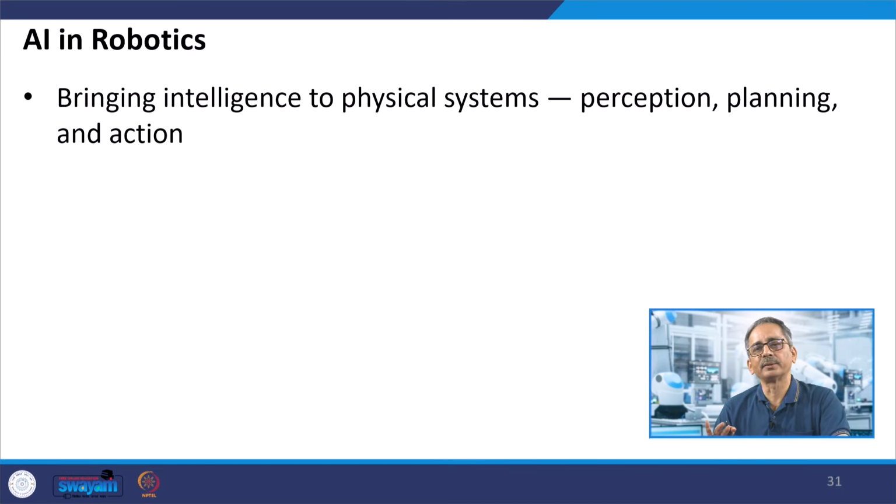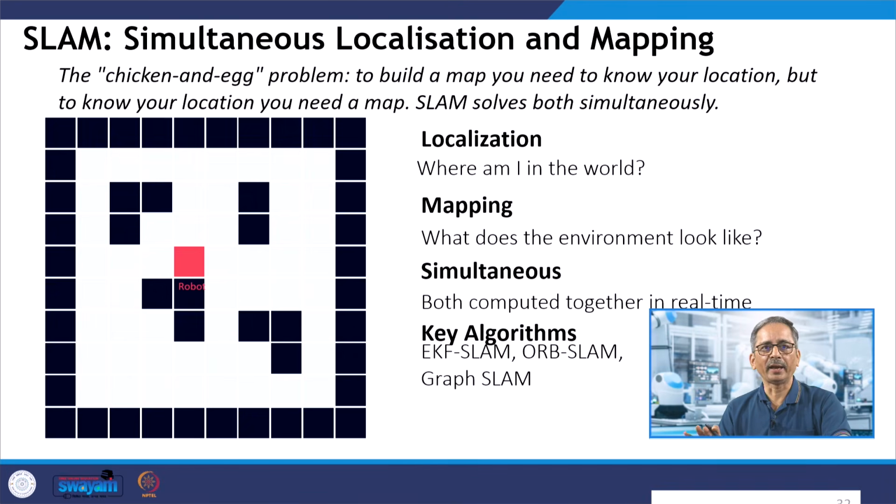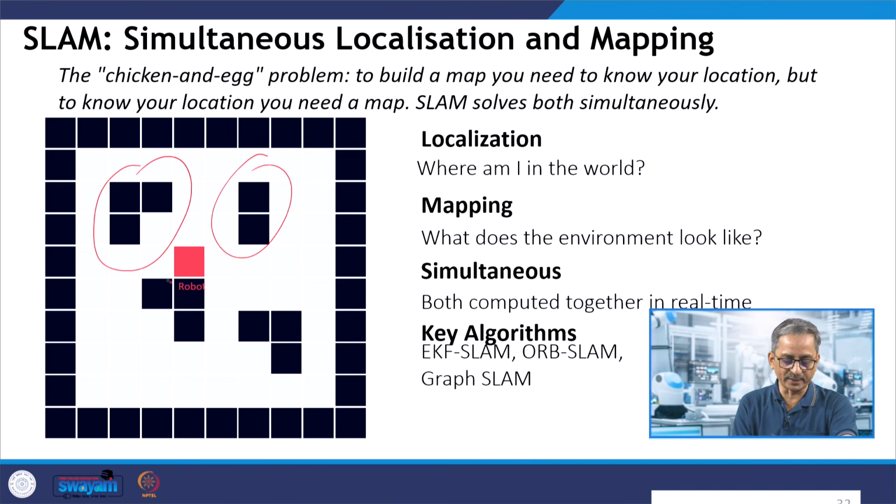AI in robotics basically brings intelligence to the physical system. So, we have perception, we have planning, and then we have the action. Okay. So, the SLAM, that is simultaneous localization and mapping. So, suppose this is a room, and in this room you have some static obstacle over here, and say this is your robot. Now, this robot actually should know where it is. Okay. So, it is basically a problem, that is what we call the chicken and egg problem. Okay. To build a map, you need to know your location, but to know your location, you need a map. Okay. So, SLAM solves both the problems simultaneously.